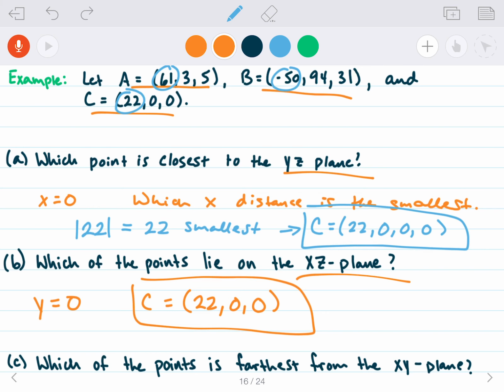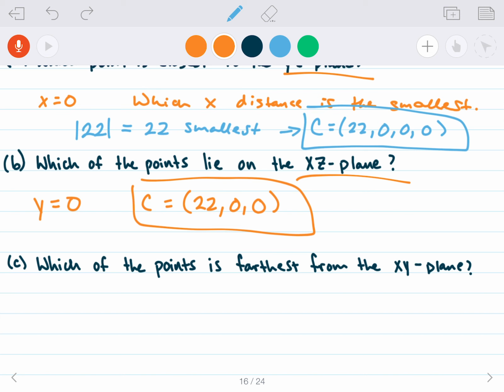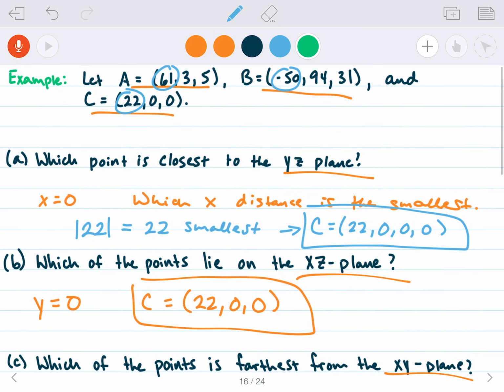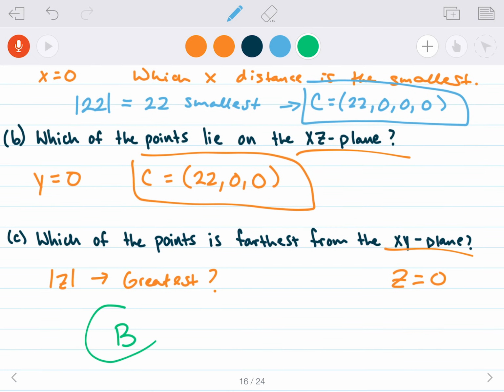Okay. Last one. Which of the points is farthest away from the xy plane? So this is just code name for z equals 0. So we're looking at the z distance this time. So the absolute value of z greatest. Where's the absolute value of z the greatest? Well, if we look at our z coordinates, we have 5, 31, and 0. And the greatest one is going to be 31. So this is going to be B. Our answer is B. That's the furthest from z equals 0. Again, this only depends on z.